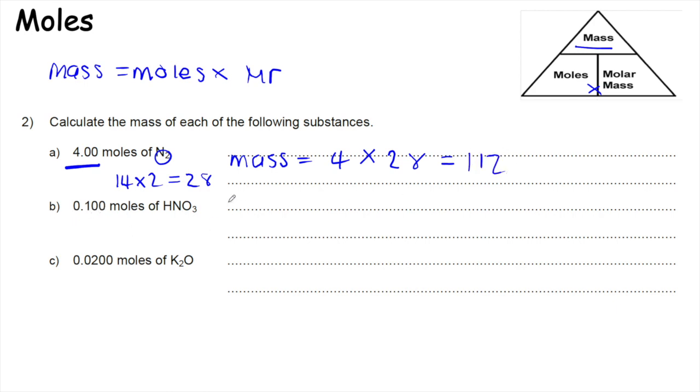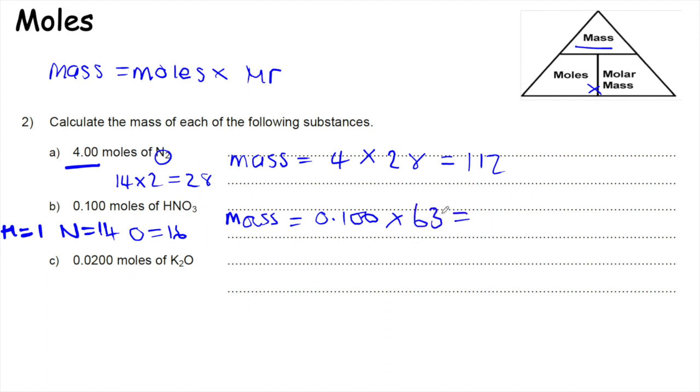For this one here, the same again, you've been given the moles. So it's 0.100 times the MR of this whole compound here. Remember, hydrogen equals 1, nitrogen equals 14, and oxygen equals 16. So you've got 1 added to 14, and then here you've got 3 16s. So 16 times 3 plus 1 plus 14, that gives you an overall MR of this one of 63. Now if you do 63 times your moles, you get 6.3. So that's the answer to that one.